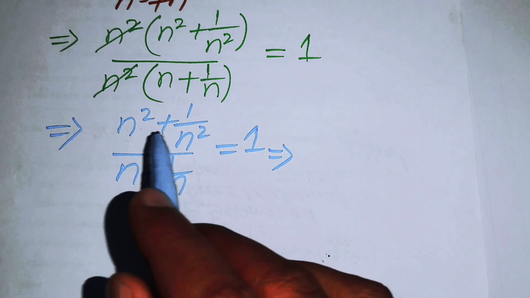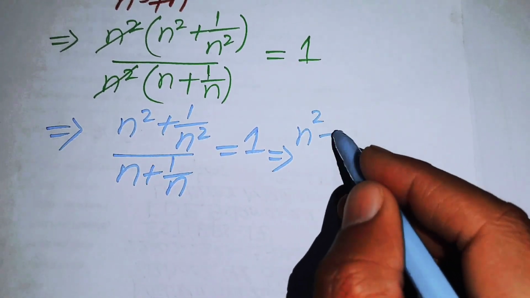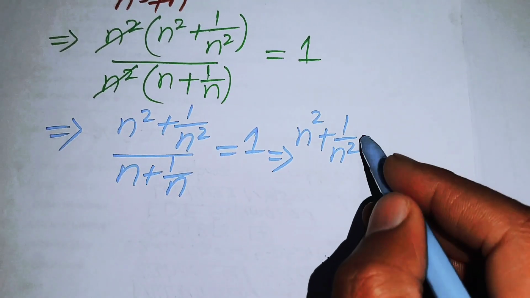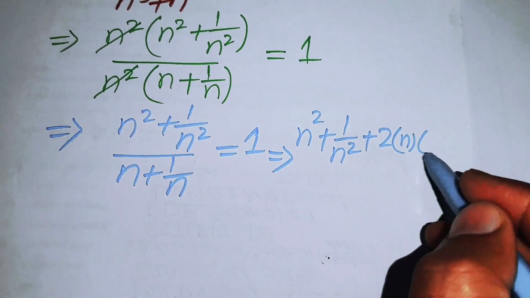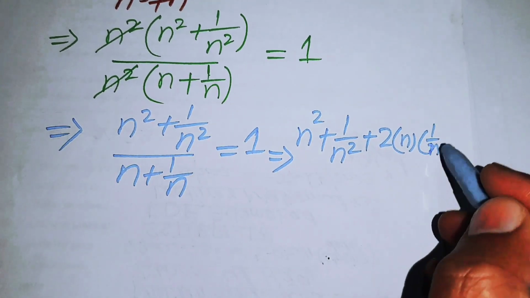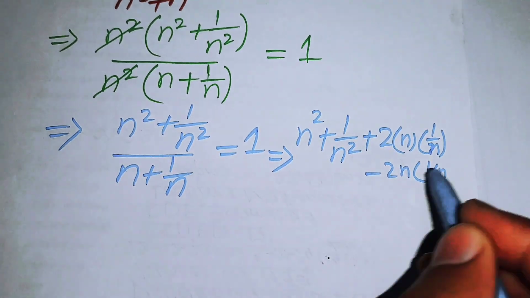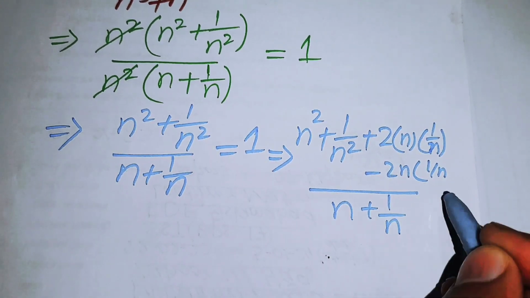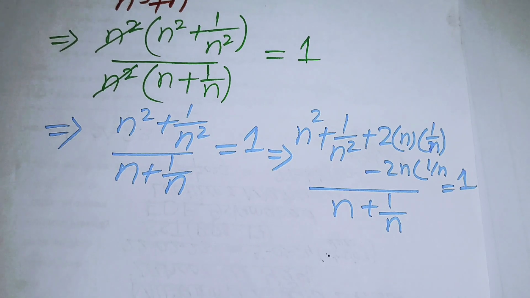So now first we focus on the numerator, and we have n square plus 1 over n square, and in order to make the complete square we add or subtract some term, and we write it as n square plus 1 over n square, and we add 2 times n into 1 over n, and similarly we subtract this term 2 times n into 1 over n, and it is divided by n plus 1 over n, and it is whole equals 1.